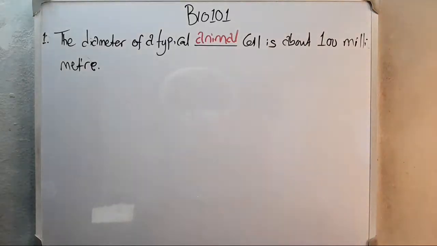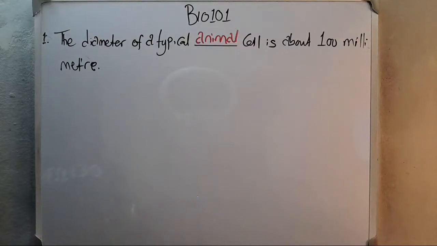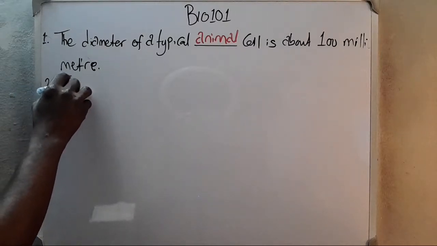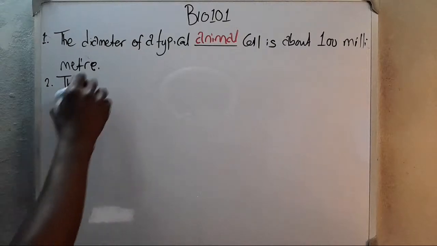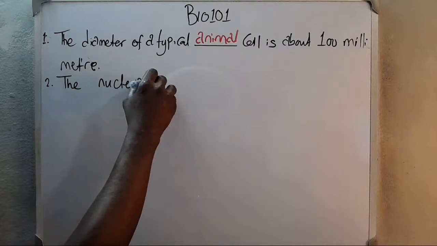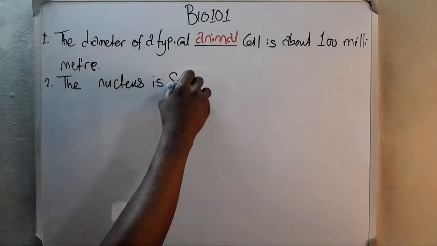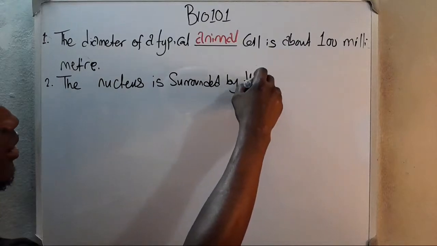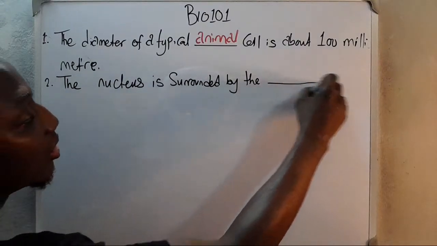Now question 2. Let's move to the next question. A nucleus is surrounded by the dash.